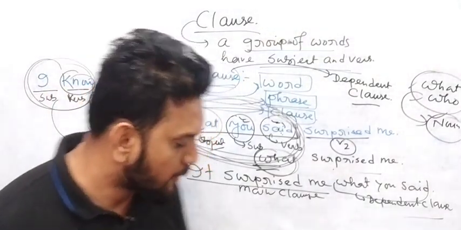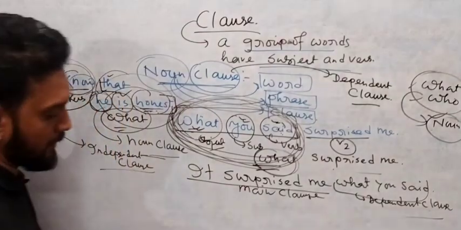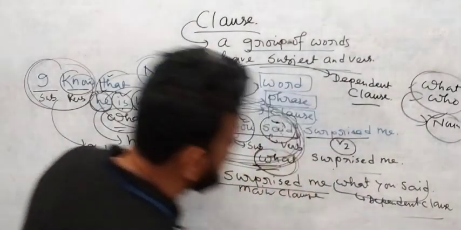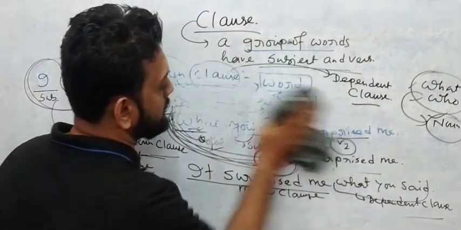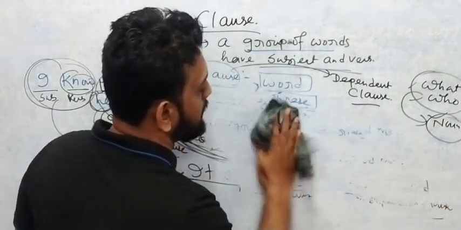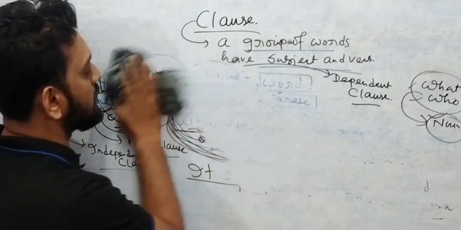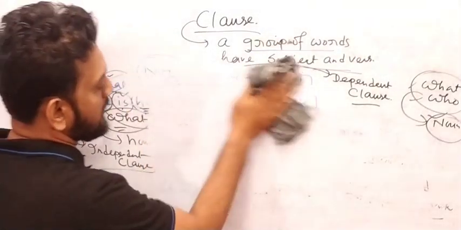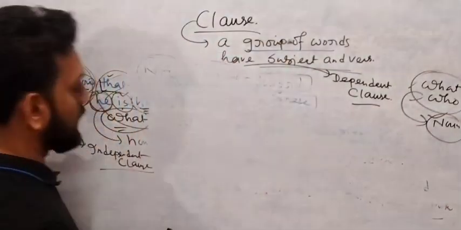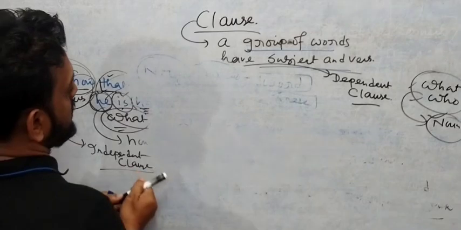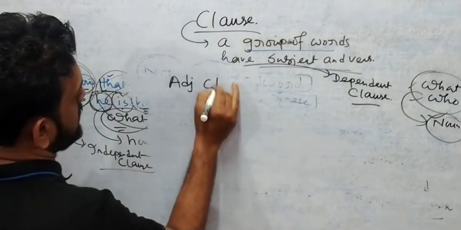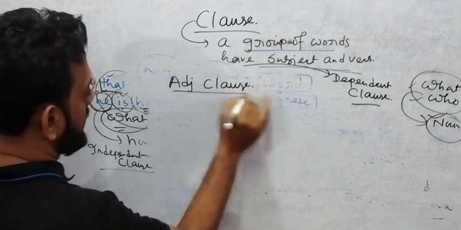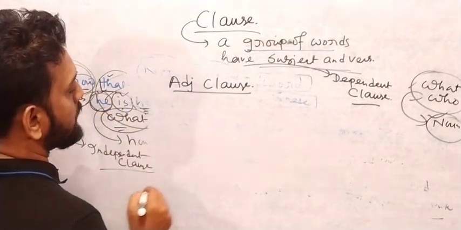Very good. Next part we need to understand, my friend. So I hope that all of you understood the noun clause. Next one I'm going to discuss is the adjective clause. Okay, that's very fantastic. Write down adjective clause. In the previous class I discussed the adjective phrase.